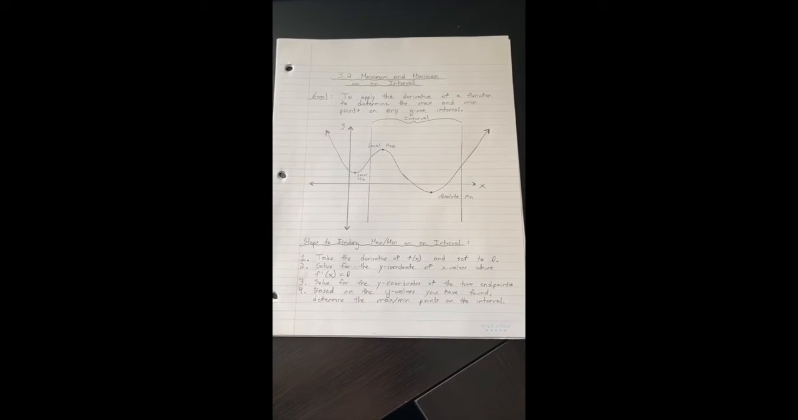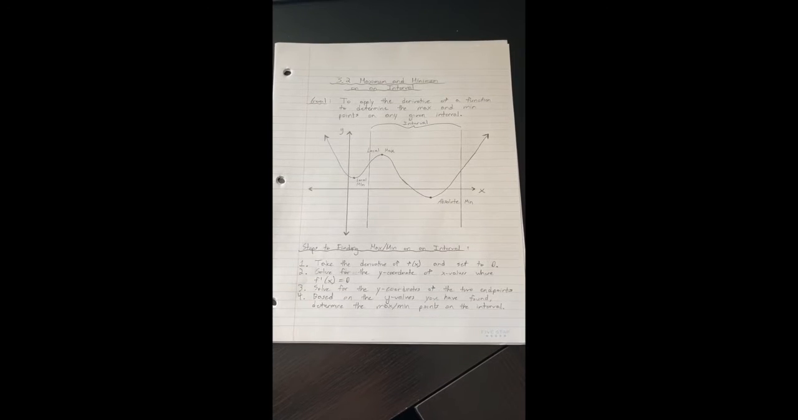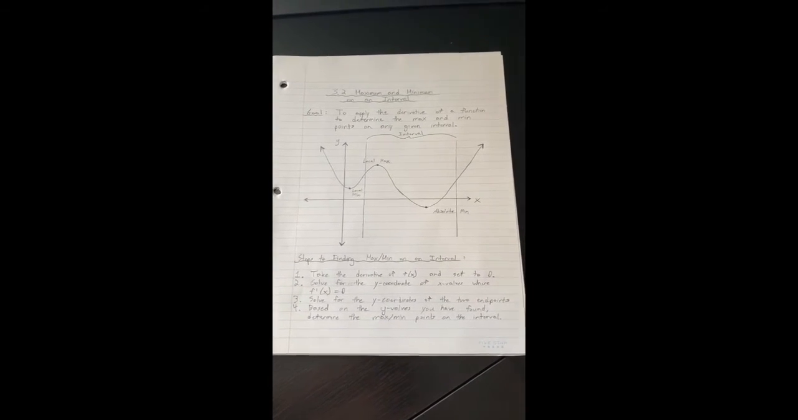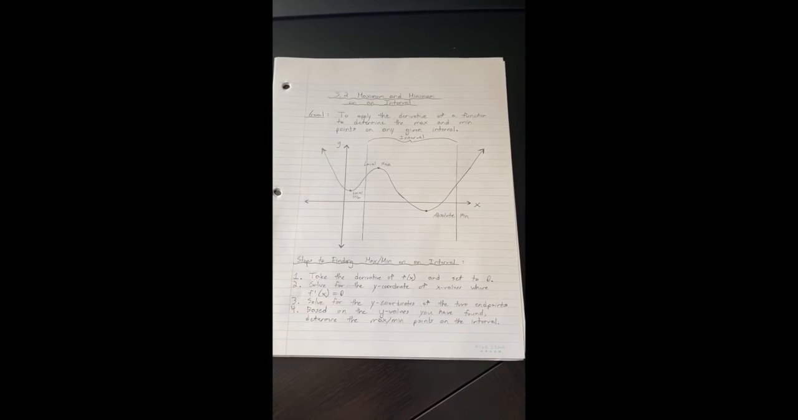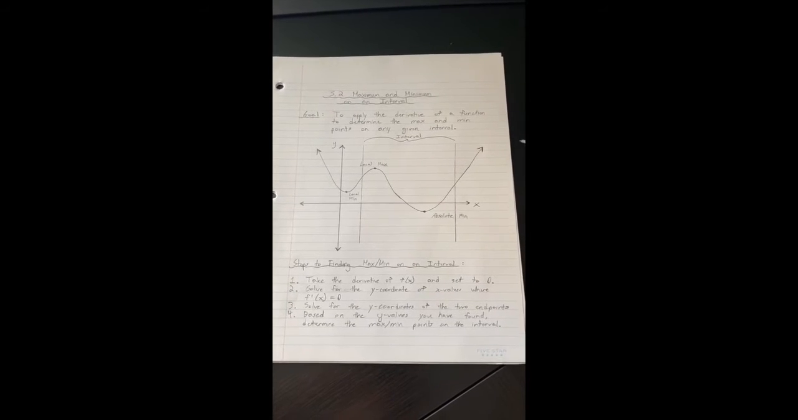Okay, lesson 3.2 is maximum and minimum on an interval. The goal of this lesson is to apply the derivative of a function to determine the max and min points on any given interval. So we are going to use the knowledge we obtained in chapter 2 in finding derivatives of a function in order to find values that are maximum and minimum on any given interval.